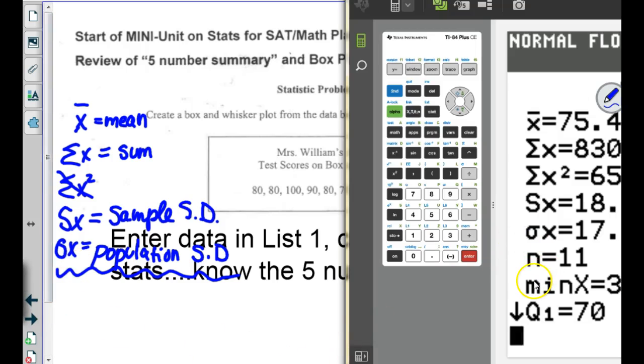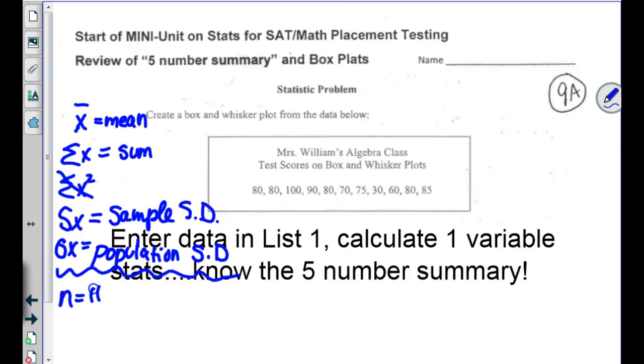What else? The next one is n. Who knows what n is? N is just the number of items in your list. So you should always check that n matches what you think it should. 1, 2, 3, 4, 5, 6, 7, 8, 9, 10, 11. Okay? Because that's the first thing I usually do, is skip one or something.